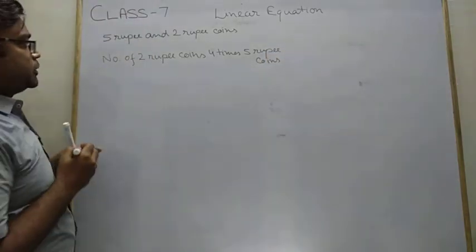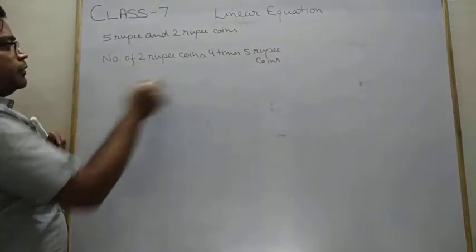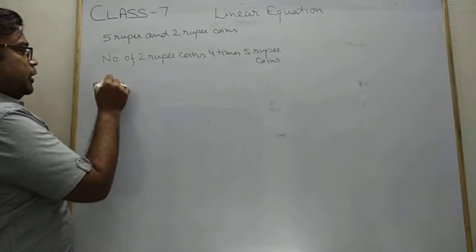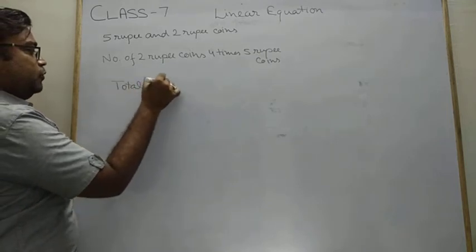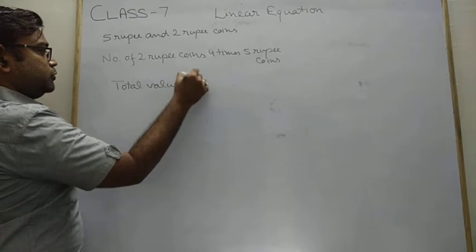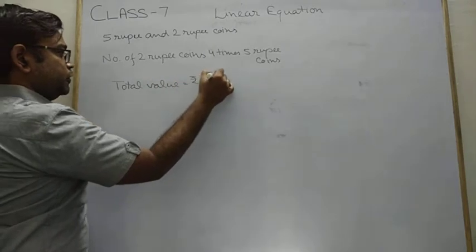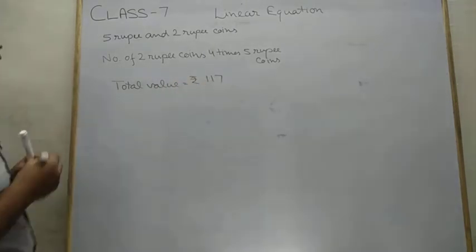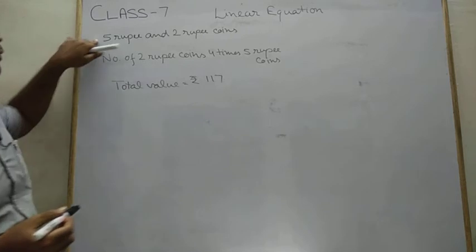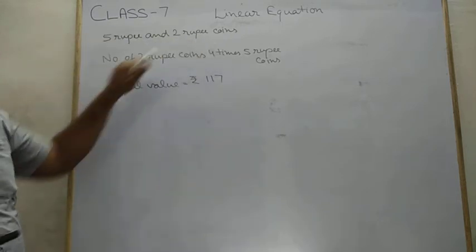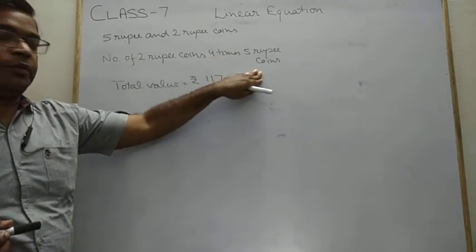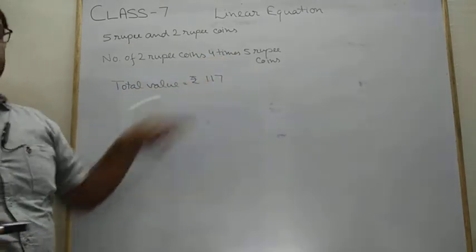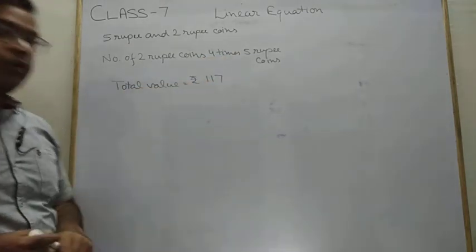Five rupee coins. So this is your condition part first, and then it says that the total value equals rupees 117. This is the question part. 5 rupee coins and 2 rupee coins are given. The number of 2 rupee coins is 4 times the number of 5 rupee coins. Total value is 170. Now we are going to solve.